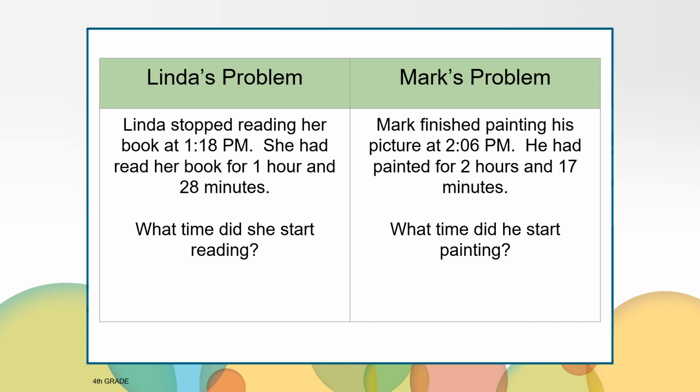Mark's problem. Mark finished painting his picture at 2:06 p.m. He had painted for 2 hours and 17 minutes. What time did he start painting? You will have 5 minutes to solve the problems. When the 5 minutes are up, come back and we'll check your work.